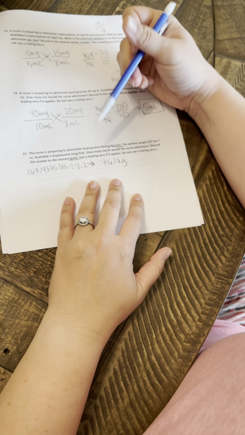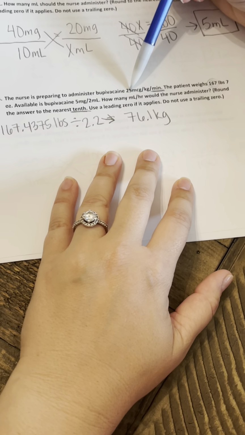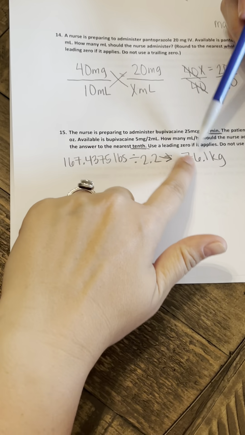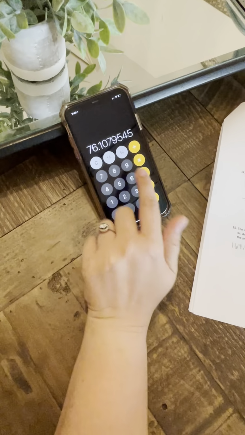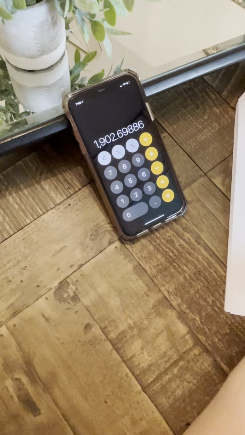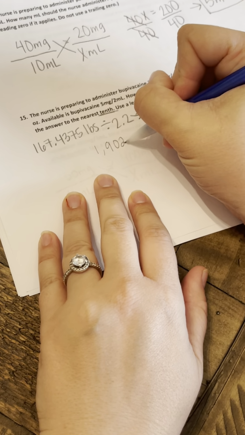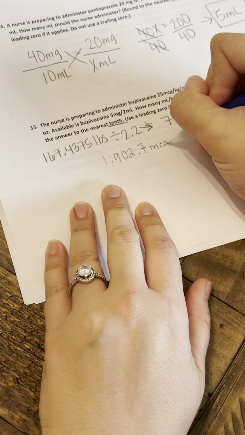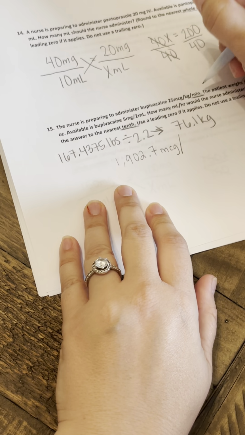Now we need 25 micrograms per kilogram. So we need to multiply this. So we take this number and we multiply it by 25. So 76.1 times 25. So now we have 1,902.7 micrograms. Now, per minute.